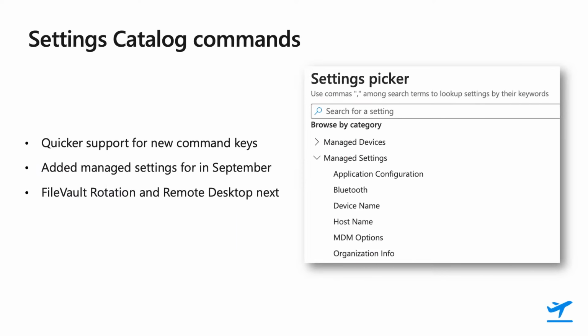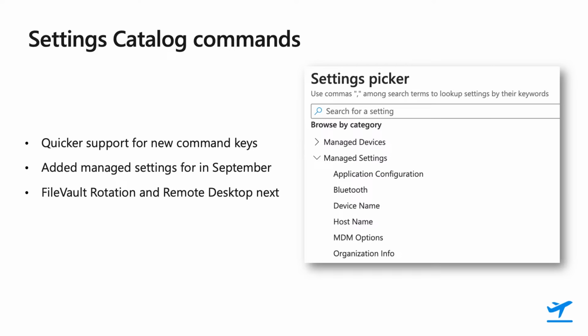Settings catalog commands. Apple implements certain configurations in the device as a one-time issued command. Those commands need to be reissued periodically in order to keep the device in the desired state. With our September release, we added capabilities to the settings catalog to be able to manage these configurations. We started with the managed settings and then followed shortly with Bluetooth. In the near future, we will be adding support for FileVault rotation as well as remote desktop.